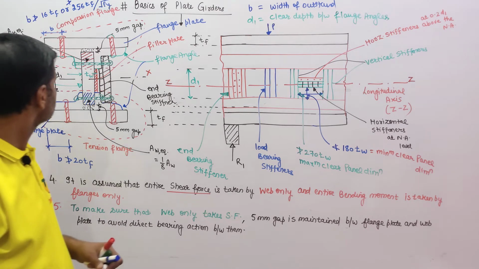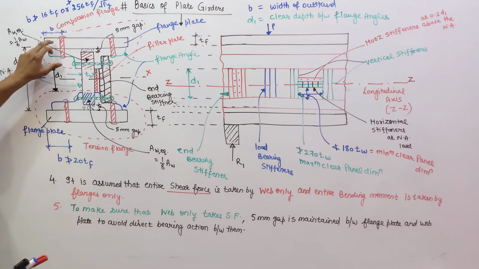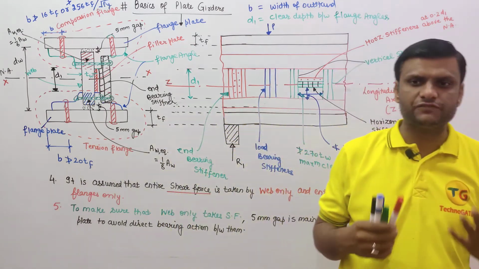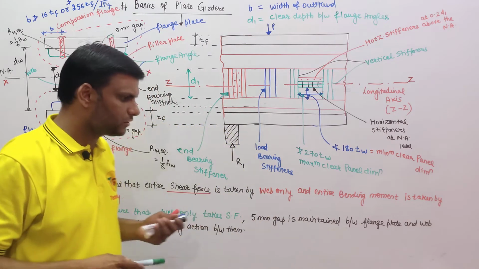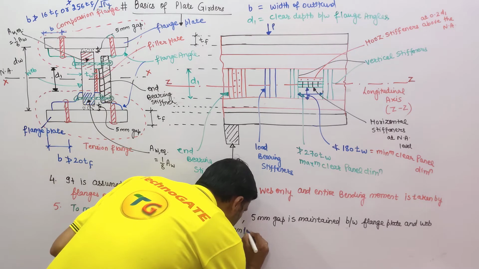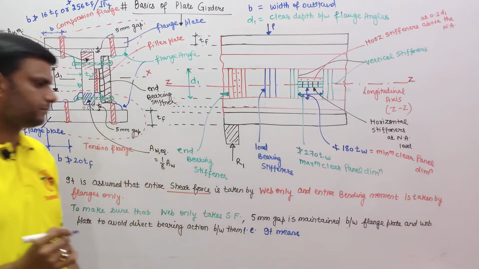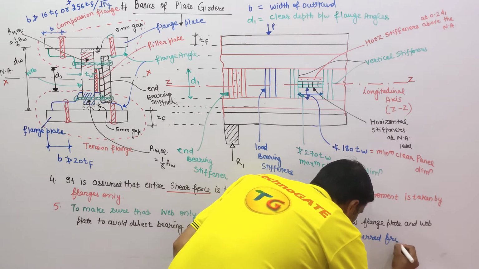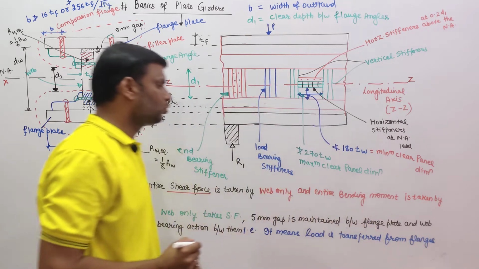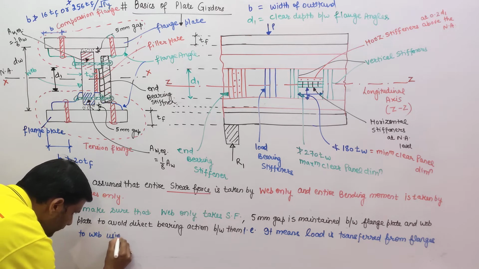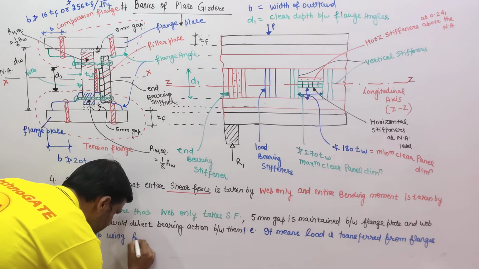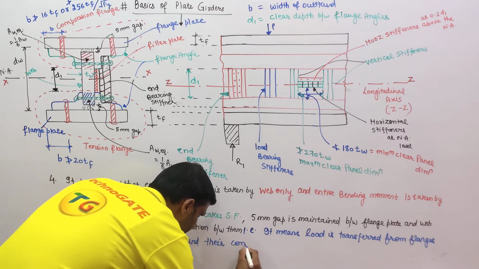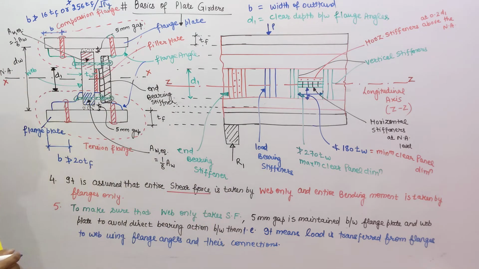Okay. Now it means load is transferred from the flange plate to the flange angles and to the web plate through the connections only. Or you can say, it means load is transferred from flange plate to the web plate through the flange angles and their connections only. That is, it means load is transferred from flanges to web using flange angles and their connections.